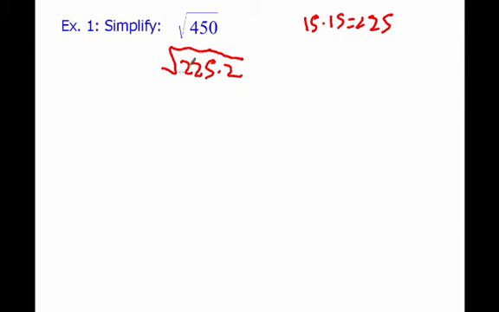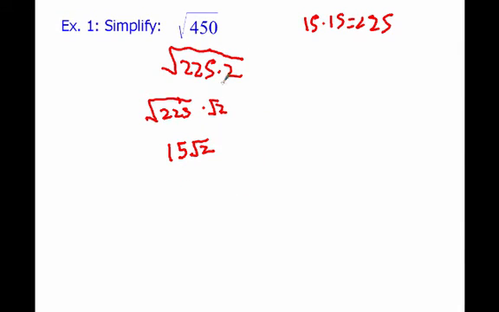So 225 is a perfect square. So I can separate these out into square root of 225 times the square root of 2. Square root of 225 is 15. So I have 15 times square root of 2.